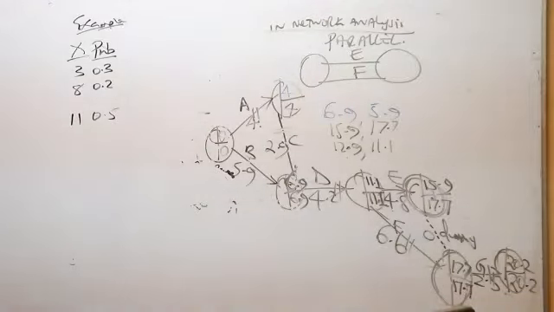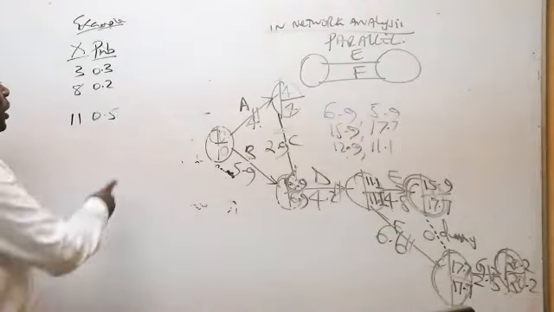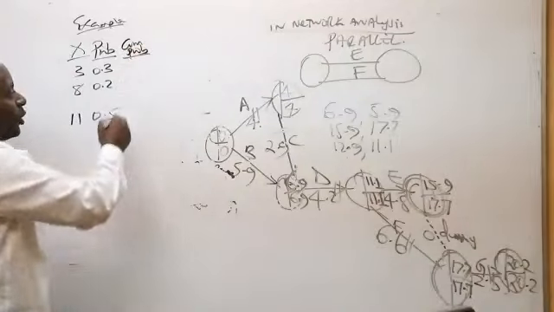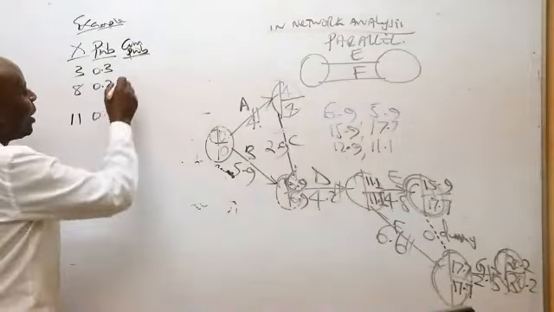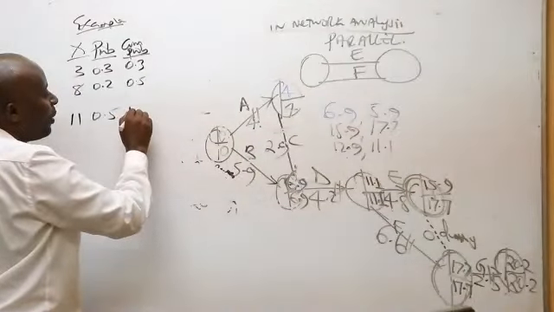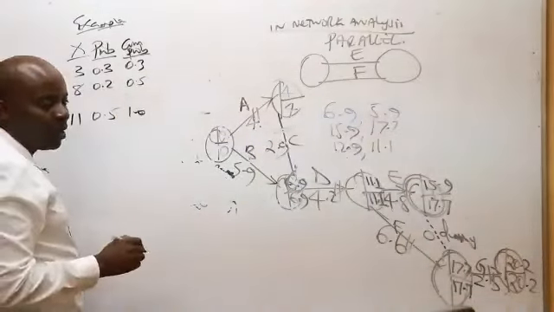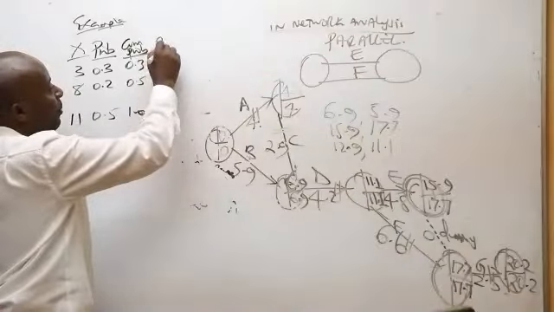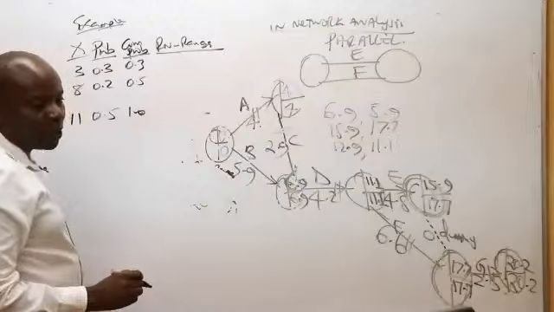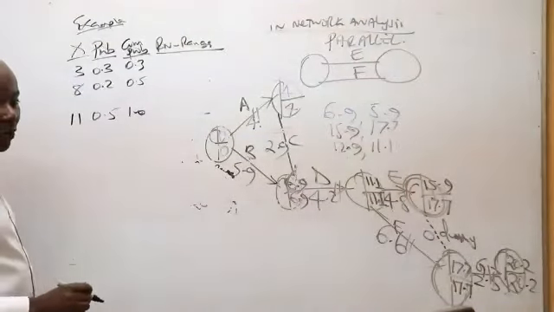Okay, thank you very much. So this is where we are. The first thing I need to do is give the cumulative probabilities. We have 0.3, 0.5, and then 1.0. From there, I now need to provide the random number ranges.